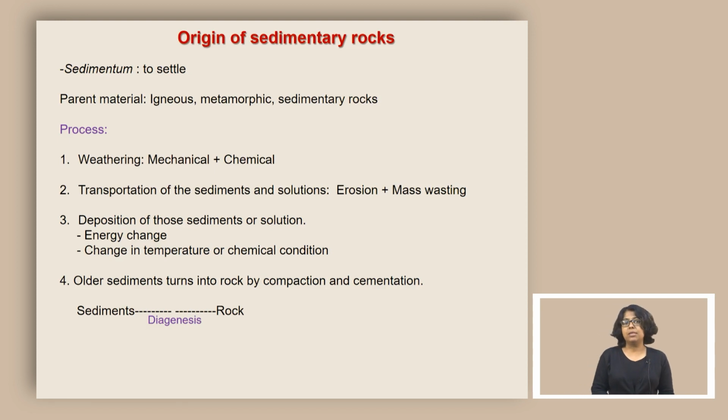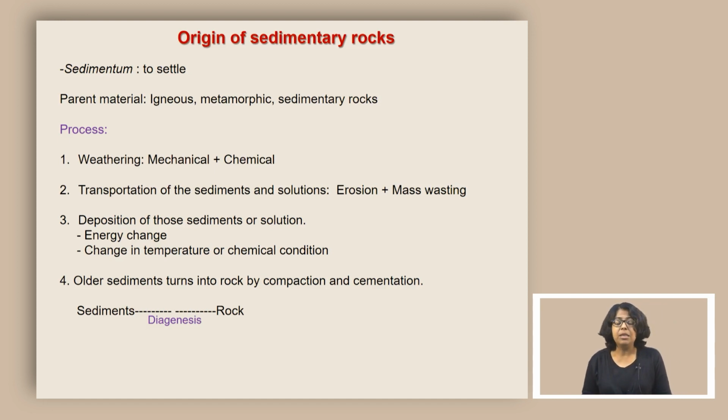So, the first process is to break down pre-existing rocks, and this breaking down is generally called weathering. Weathering can be mechanical or chemical. Once it has broken down either through mechanical processes or through chemical processes, it needs to be transported. And this transportation of sediments can be done in different ways, and these ways include erosion, when the materials are being transported by some medium such as rivers or glaciers. So, these are called erosion.